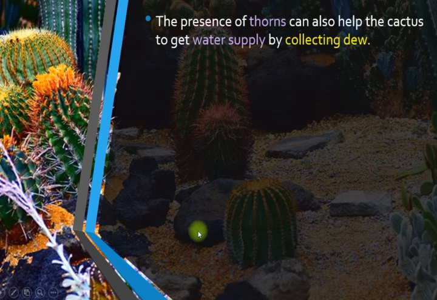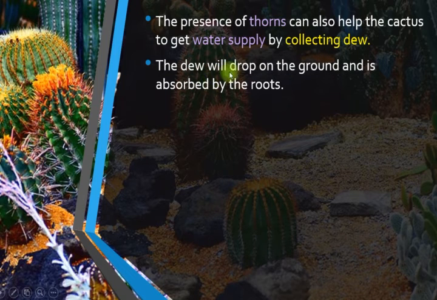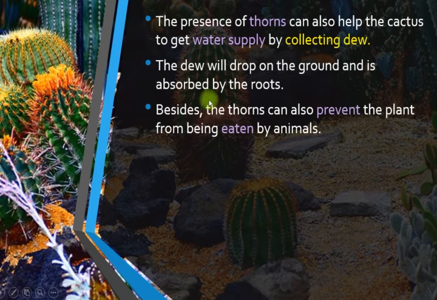Okay, what are the other characteristics? The presence of the thorns can also help the cactus to get water supply by collecting dew. The thorns can collect dew, and then the dew will drop on the ground and be absorbed by the roots. Besides, the thorns can also prevent the plant from being eaten by animals.